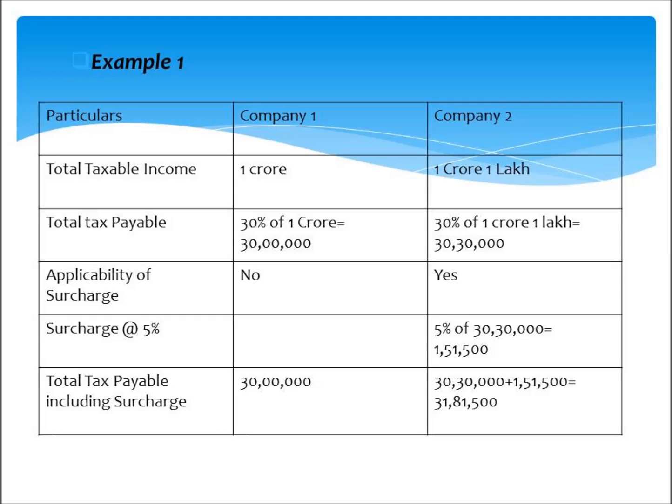So now Company 1 is earning 1 crore and is paying tax of rupees 30 lakhs, and Company 2 is earning just rupees 1 lakh more than 1 crore, but it has to pay income tax including surcharge of 31,81,500. Though the income over and above is only rupees 1 lakh, the income tax after surcharge is going up to 31,81,500. That is, it is exceeding the income tax excluding surcharge by 1,81,500. So here the concept of marginal relief will come into play.